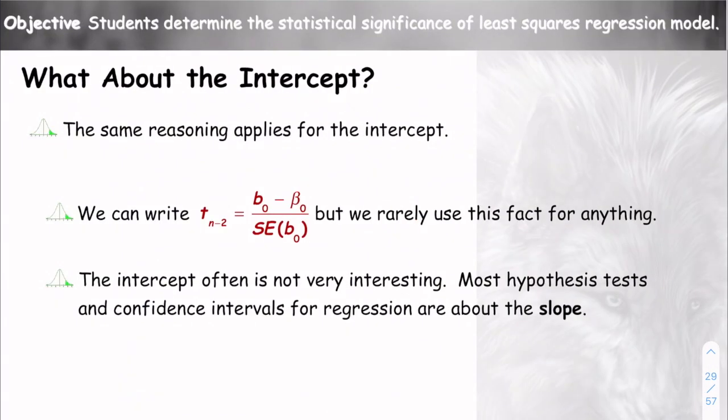Now, you might be saying, okay, that's a lot about slope, but what about the y-intercept? So the same reasoning applies for the intercept, and we can write Student's t equals our y-intercept value that we found minus our predicted all over its standard error, but we rarely use this fact for anything, just to be honest with you. The intercept often is not interesting, and most hypothesis tests and confidence intervals for regression are about the slope, and that's what we care about. So yes, you can do this for y-intercepts, but in general, we're going to leave that be.